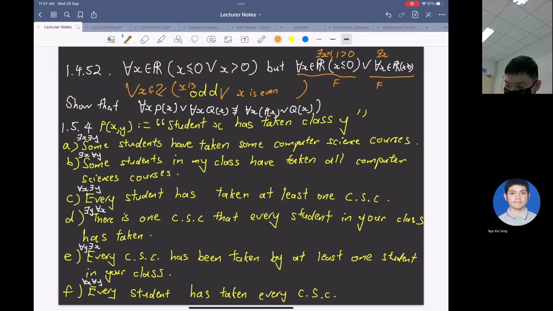Because in this case, you can pick x equal to 0. 0 is equal to 0. It's not greater than 0. Or if you want, you can pick x equal to -1. -1 is less than 0. Okay? Happy or not? Happy? Not happy? Why not happy?